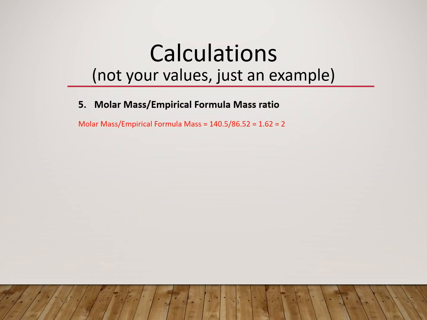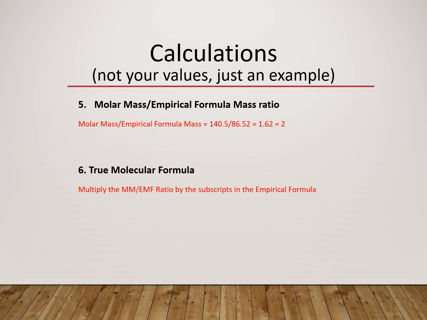Next, we'll find the molar mass and empirical formula mass ratio. So if you remember, we found our molar mass in the previous slide, and we found our empirical formula mass a couple slides ago. So go back if you don't remember those calculations. But basically we want to figure out the ratio between the molar mass and empirical formula mass. So divide those two, make sure molar mass is on top, and you'll get some decimal ratio. You can round that to the nearest whole number.